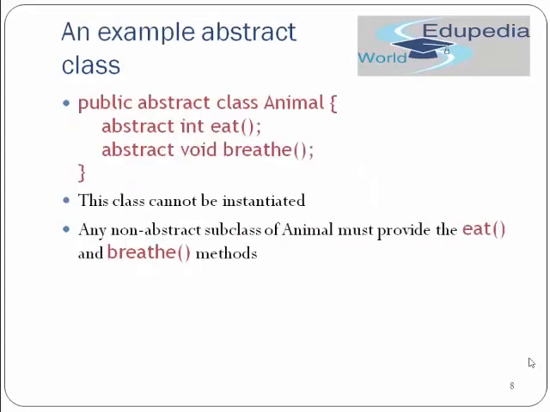Fine. So this is an example of an abstract class where we have public abstract class Animal, and then we have abstract int eat and abstract void breathe. Fine. So these are two abstract methods and we do not have a definition of these methods. And this class cannot be instantiated because it's an abstract class. Any non-abstract subclass of Animal must provide eat and breathe methods. So now whenever you create a Dog, then Dog must provide the definition of eat and breathe.